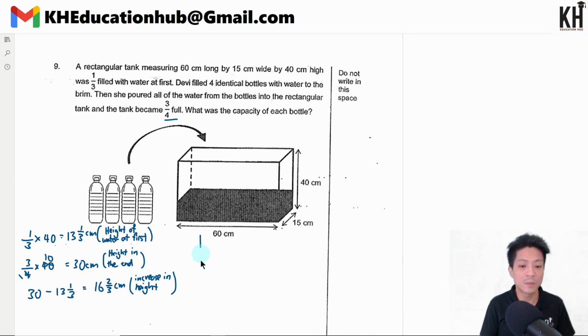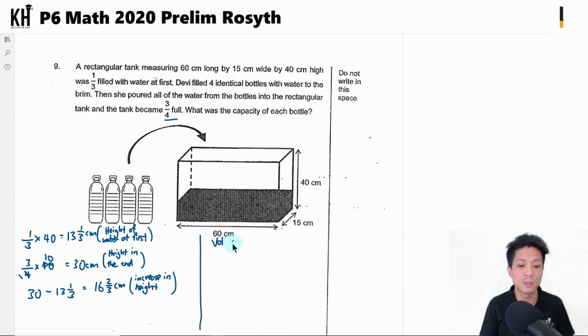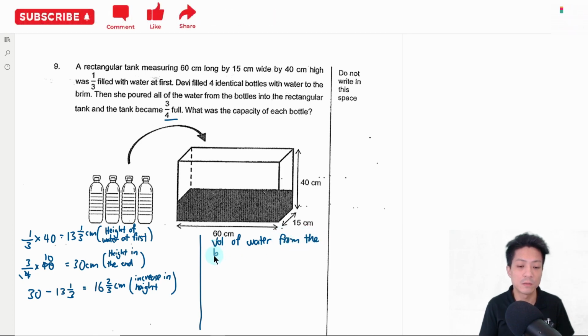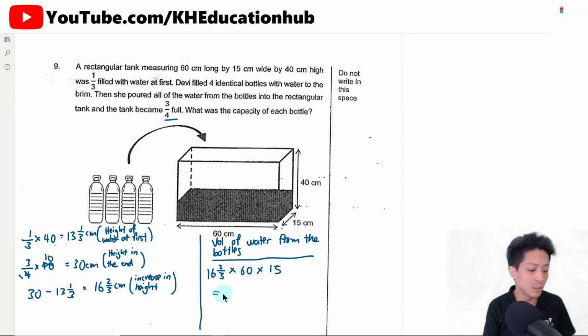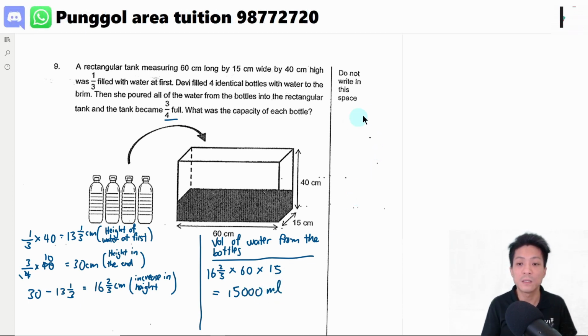So in the next step, I'm going to find the volume of water from the bottles. That would be to use the increase in height multiplied by 60 multiplied by 15. This will give me 16 2/3 times 60 times 15. Okay, 15,000. This will be in ml.